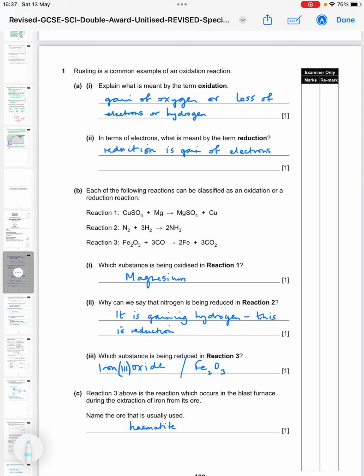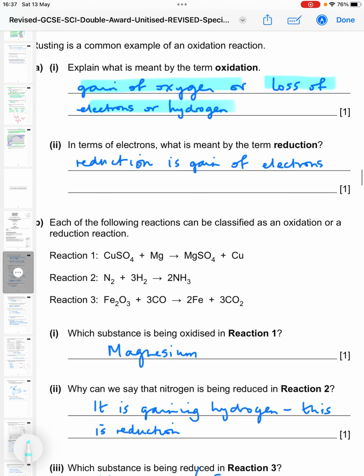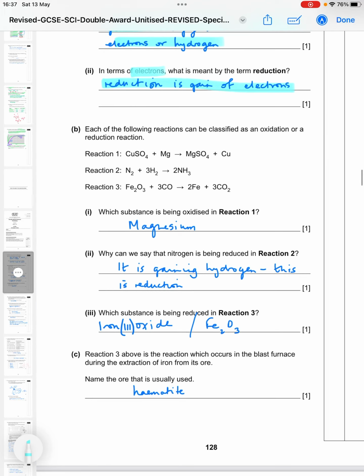Question 1. Rusting is a common example of an oxidation reaction. Explain what's meant by the term oxidation. So what they're looking for there is the gain of oxygen or the loss of electrons or hydrogen. That's for 1 mark. And in terms of electrons, what is meant by the term reduction? So mentioning electrons in the answer then, reduction is the gain of electrons.